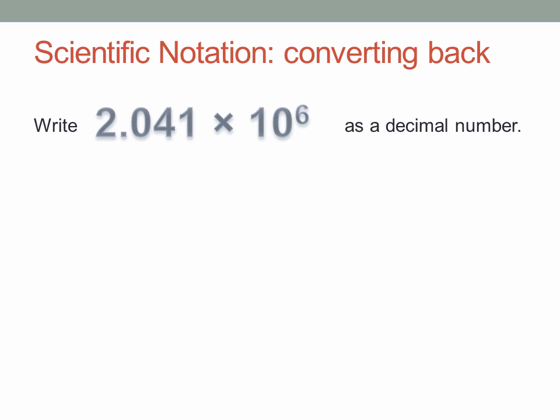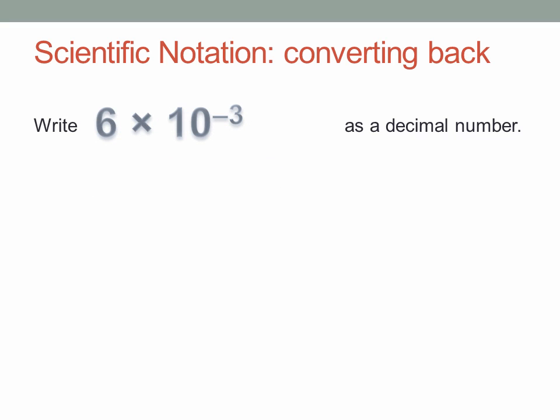Write 2.041 times 10 to the power of 6 as a decimal number. Well, the 2 goes in the 10 to the power of 6 place, which is the millions, 2 million. Then write the other digits, 2,041,000.